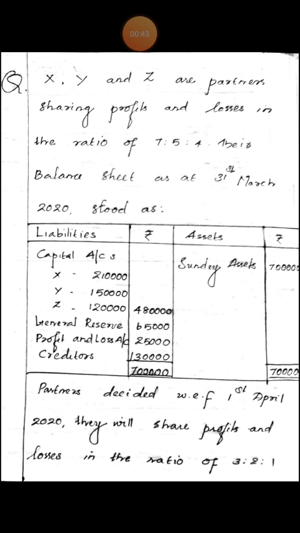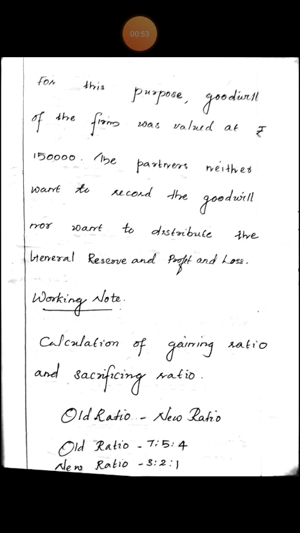Partners decided that with effect from 1st April 2020, they will share profits and losses in the ratio of 3:2:1. For this purpose, goodwill of the firm was valued at rupees 1,50,000. The partners neither want to record the goodwill nor want to distribute the general reserve and profit and loss.